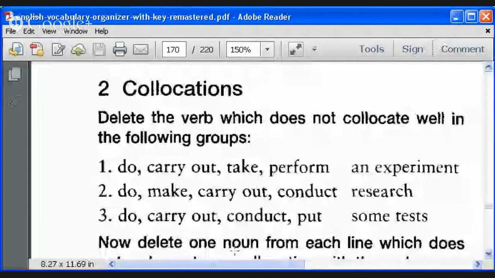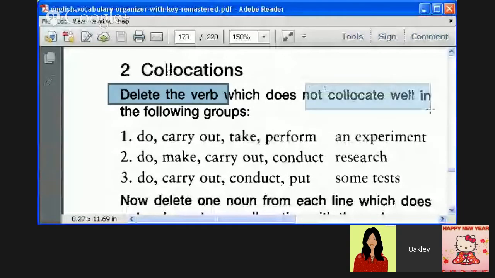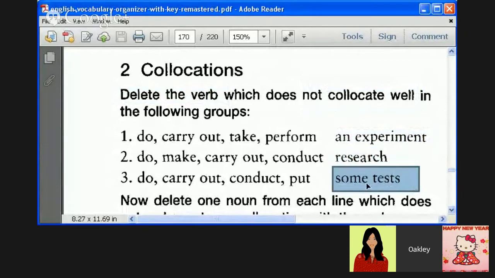I'm going to do a screen share and we're going to start talking science. Okay, the first thing we're going to look at is some collocations with very simple verbs. Hang on, let me pull this up. All right. Now, in this little exercise here, one of the verbs does not collocate well. It just doesn't really work with these phrases or words on the right. Your job is to figure out which one of the four does not collocate with the phrase or word.